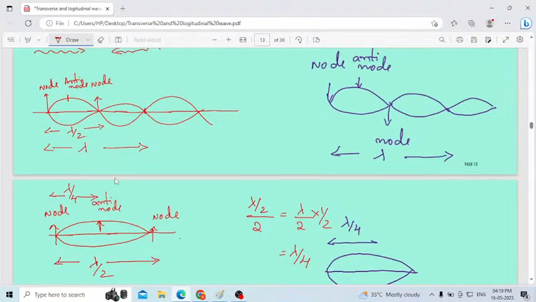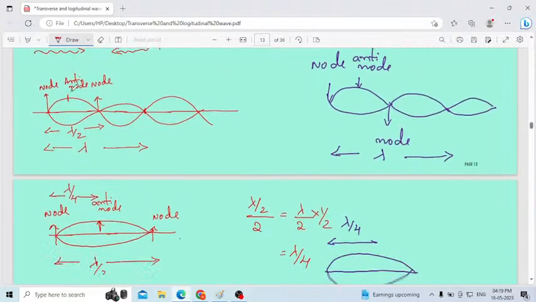Then which one is lambda? The distance between the two successive nodes. See here, full. Otherwise, what is meant by wavelength? The distance between the two consecutive waves. Otherwise, the distance between the two troughs, you can consider anything, lambda. Then the distance between the nodes is lambda by 2. Then the distance between the node and antinode is lambda by 4.